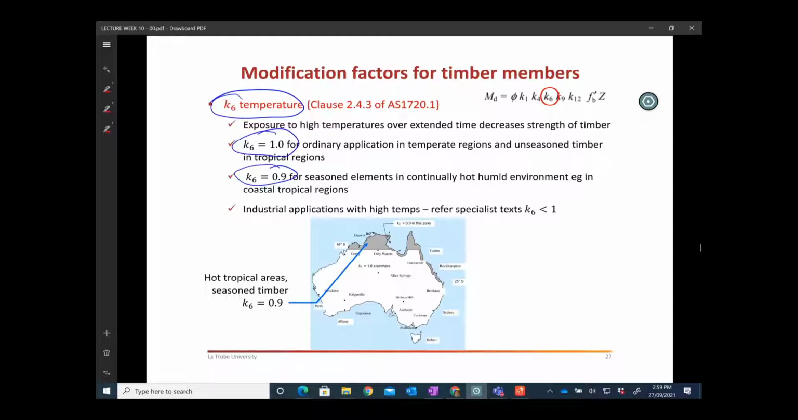Only the regions that are in the gray colors, like in the northeast corner here in this zone of Australia, they will encourage you to take K6 equal to 9, where you have high temperatures, like temperature factors that we call. Here as well you have a K6.